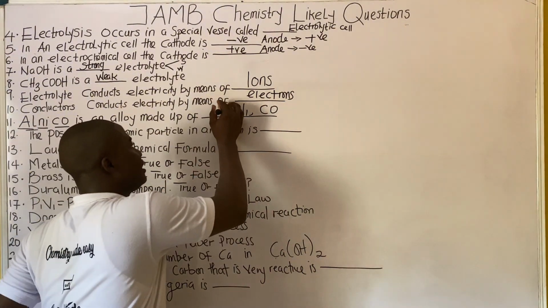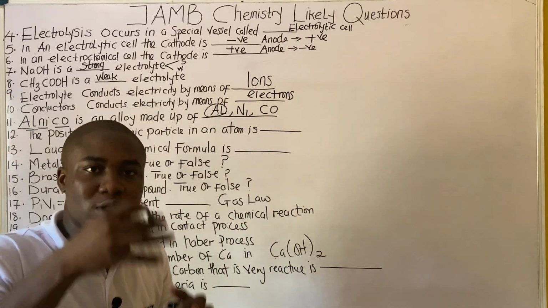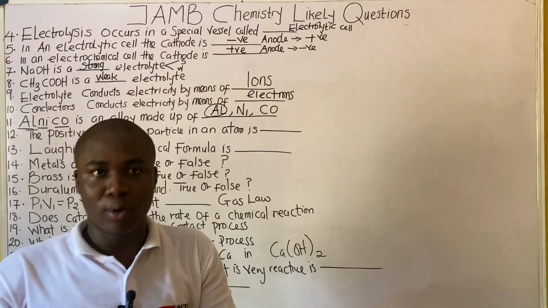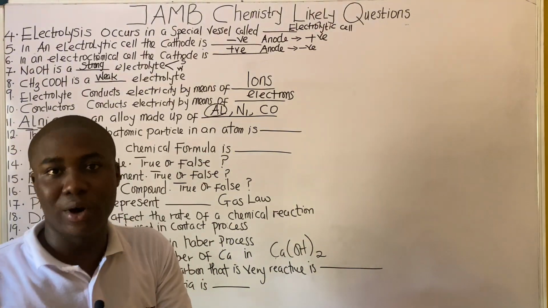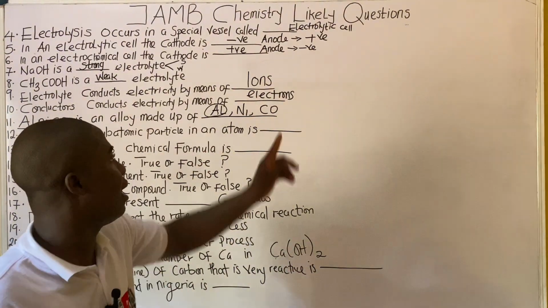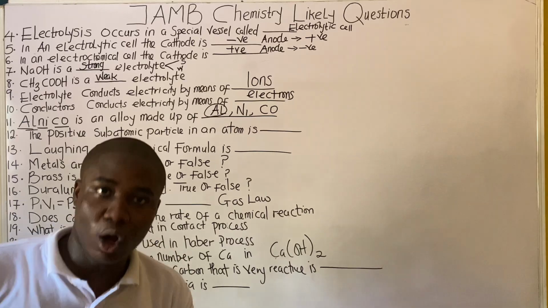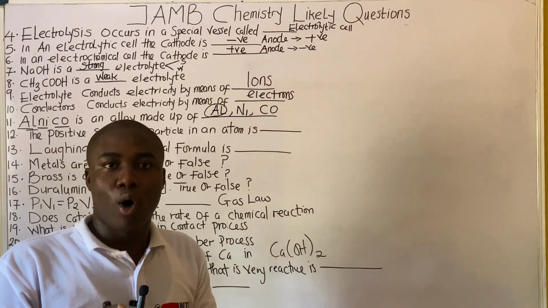But the base metal is aluminium, in the sense that the most abundant element in alnico is aluminium. The three elements alnico is made up of are aluminium, nickel, and Co, which is cobalt, not copper. Copper is Cu. Do you understand? All these must be noted.